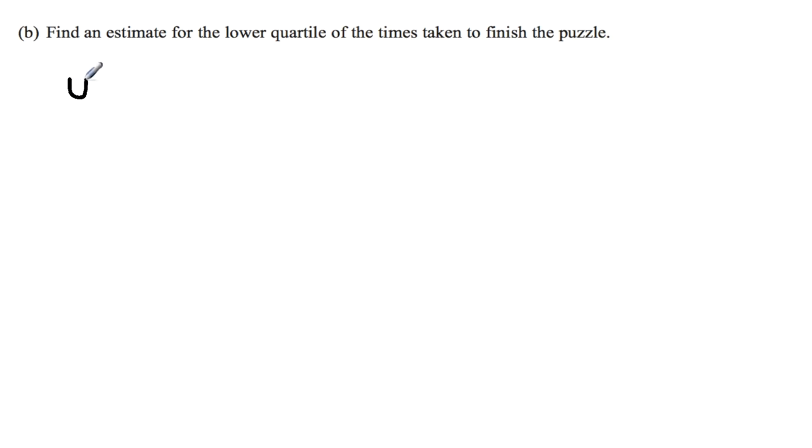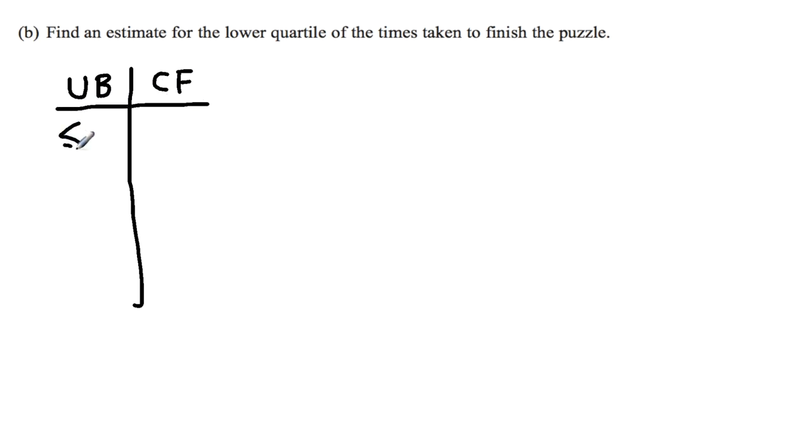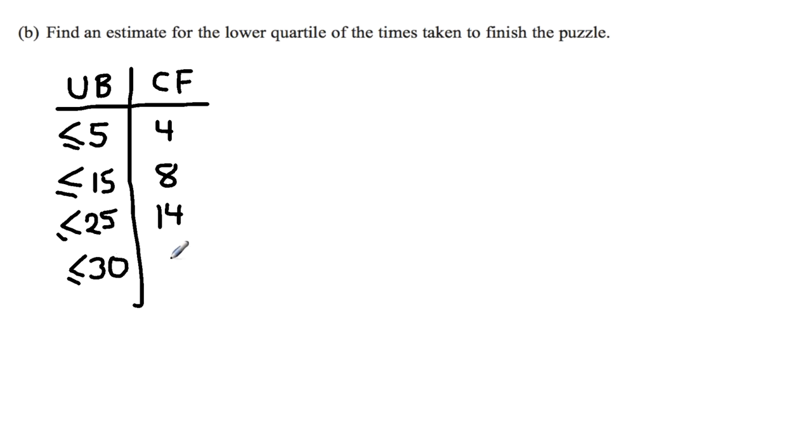So we have upper bound, we have the cumulative frequency. So we have less than or equal to 5, the cumulative frequency is 4, and we have less than or equal to 15, the cumulative frequency was 8. And then we have less than or equal to 25, the cumulative frequency was 14. And then we have less than or equal to 30, the cumulative frequency was 19.